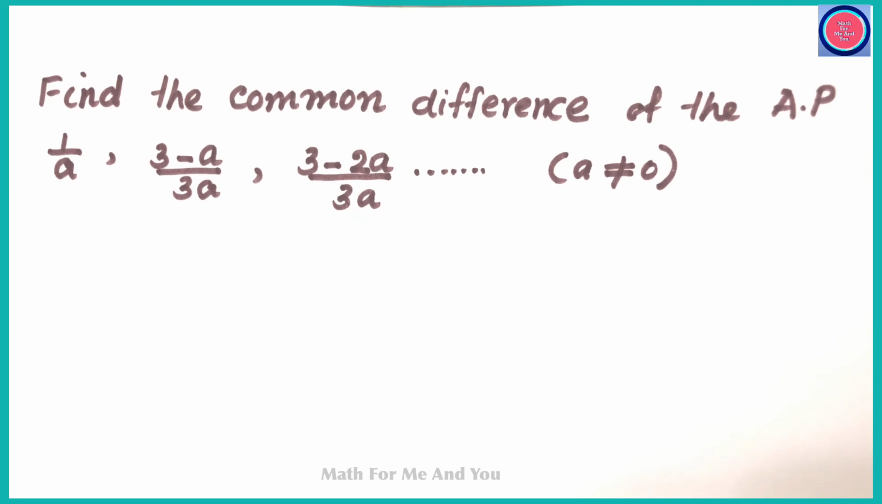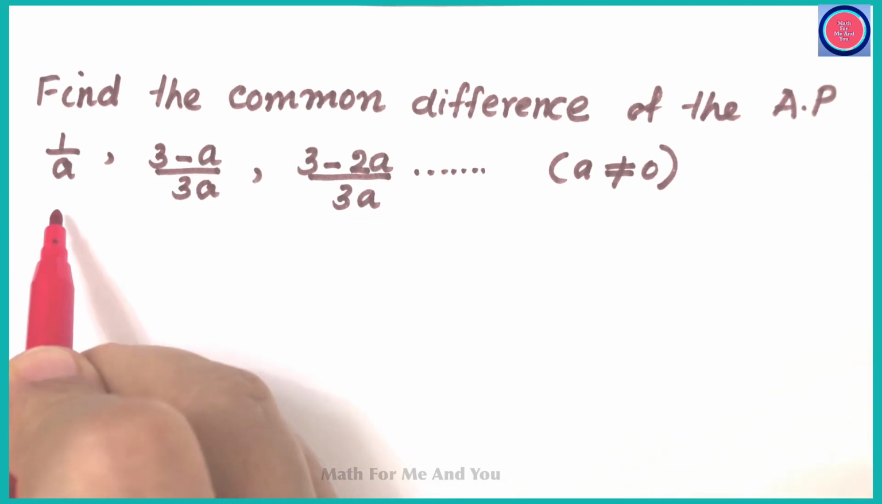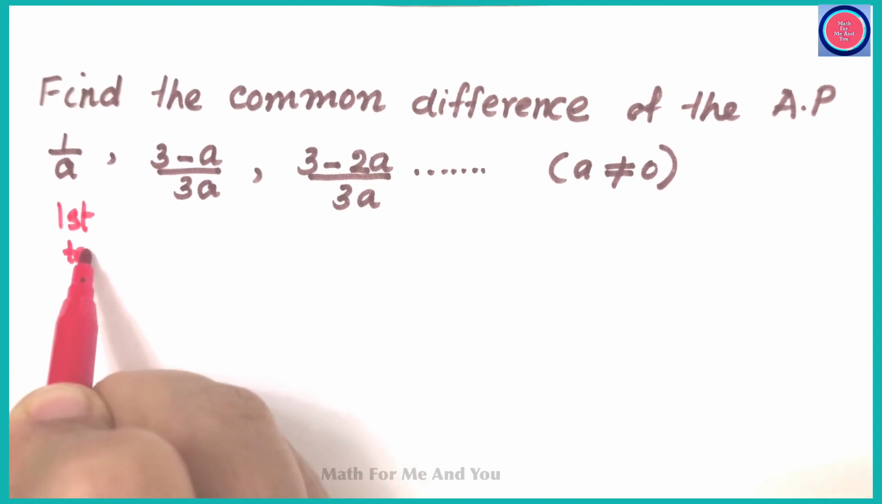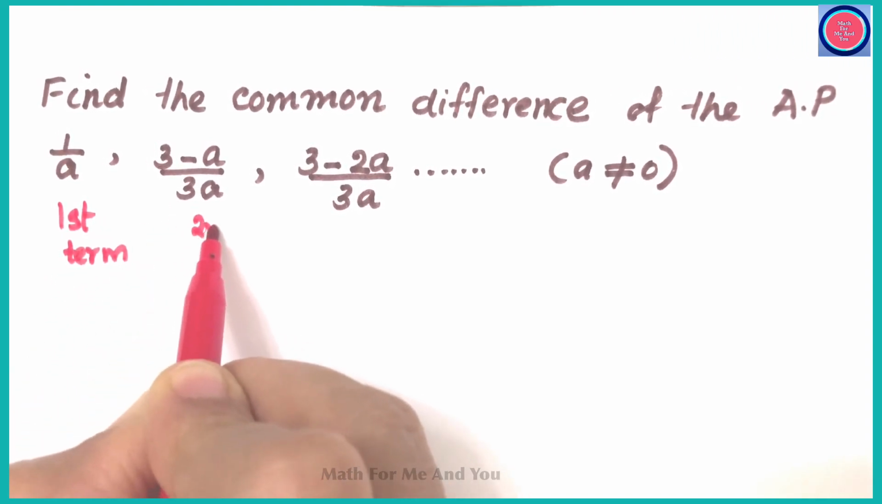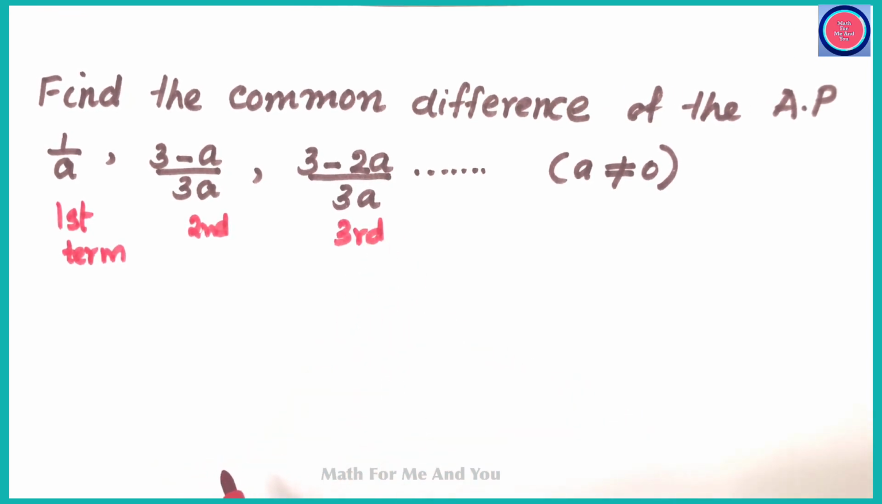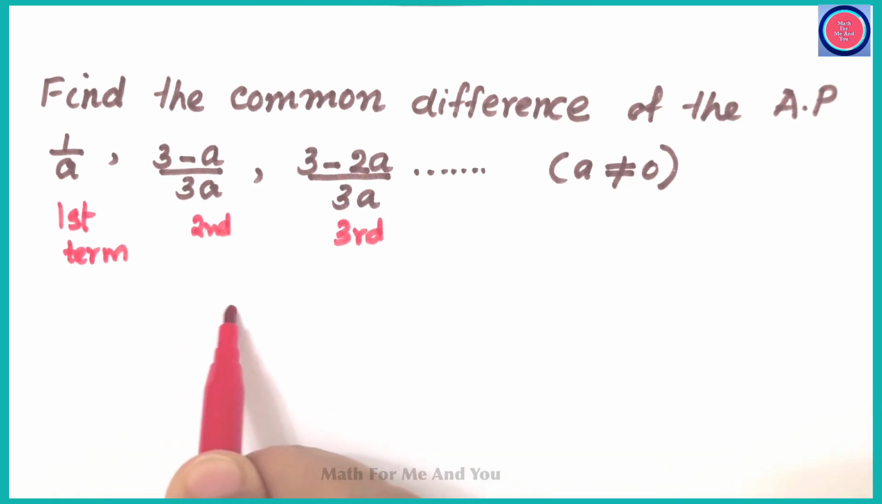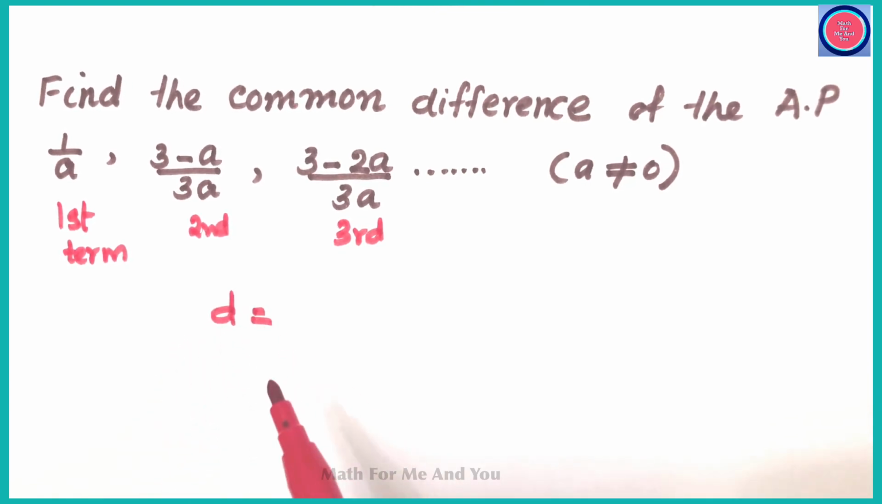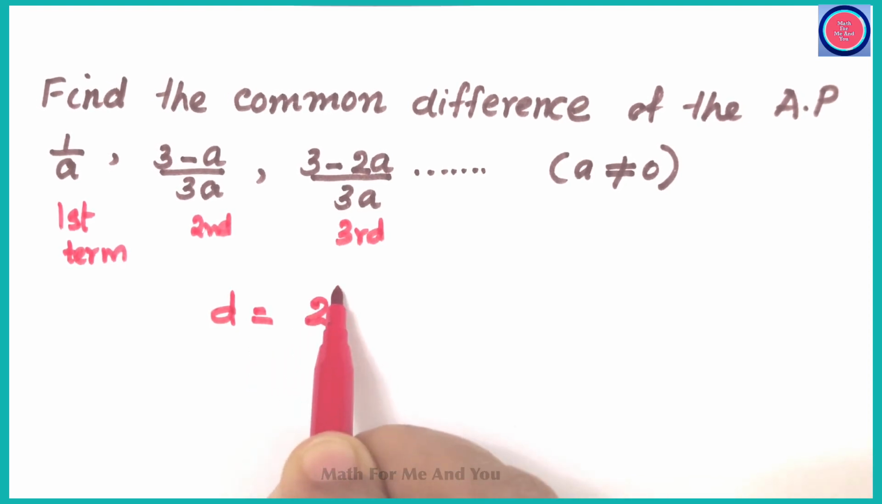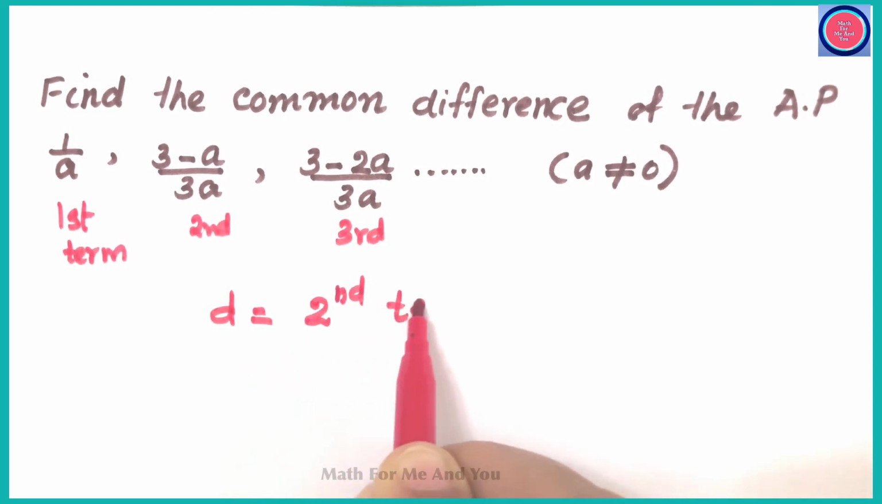Second question. Find the common difference of the AP 1 over A, (3 minus A) over 3A, (3 minus 2A) over 3A, etc. Here 1 over A is the first term and (3 minus A) over 3A is the second term, and then the third term. 3 terms are given, so we can find the common difference. What is the formula? We can use second term minus first term, or if you want you can write third term minus second term. I am writing second term minus first term.